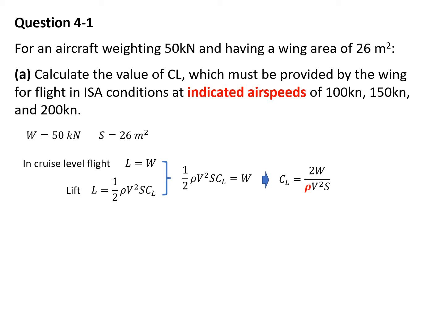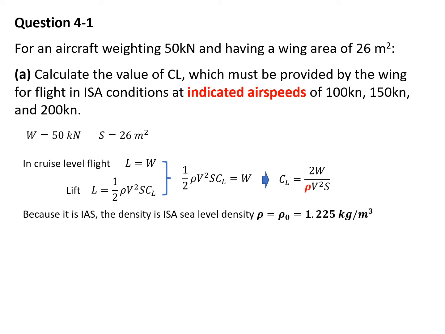If it is indicated airspeed, we should use the density at sea level. So all the indicated airspeeds were calculated using the sea level density. So in the CL equal to 2W over rho v squared times S, the density should be sea level density, which is 1.225 kilogram per meter cube. Okay. And now we need to convert the speed from knot to meter per second. So 1 knot is 0.5144 meter per second.